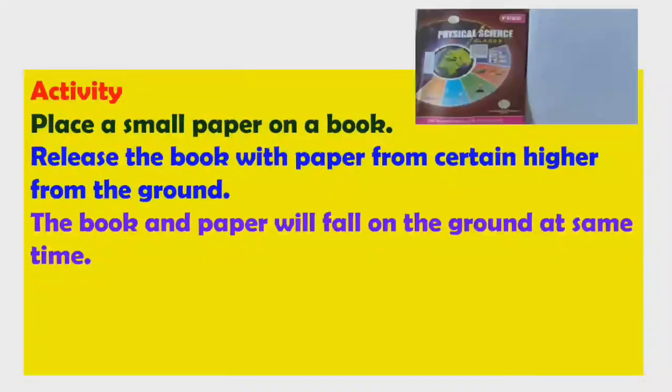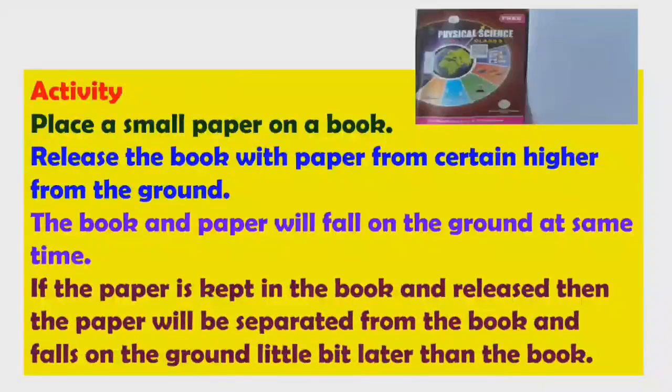Here we can see our physics textbook and a small piece of paper. If the paper is kept on the book and released, the paper will separate from the book and fall on the ground a little bit later than the book.